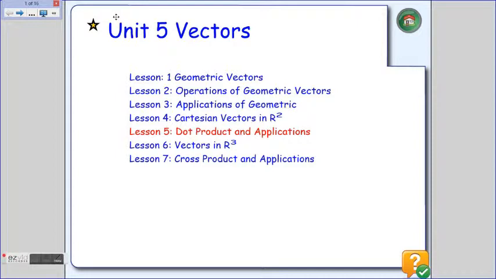Okay, welcome back. We are on Unit 5 on Vectors, Lesson 5. Today we're going to learn about dot product and its applications.